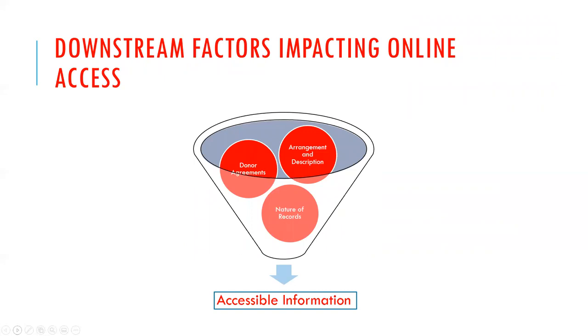Okay, so again, we're focusing on online access. I want to talk a little bit about some of the factors that can impact the access of materials before they're placed online, or can impact what shape that online access might look like. So we have arrangement and description here, which we talked about last week. So the better this is done, the easier and more efficient it is for archivists to provide online access.